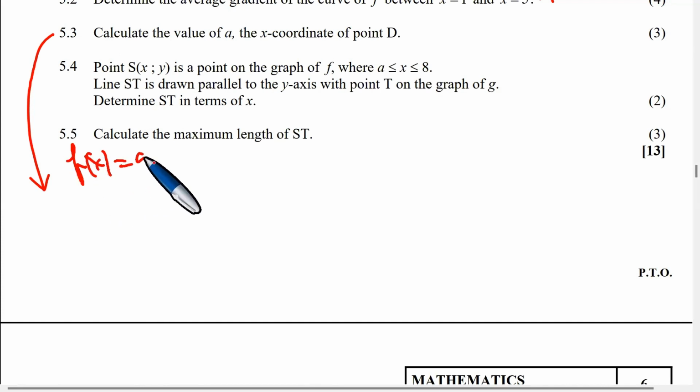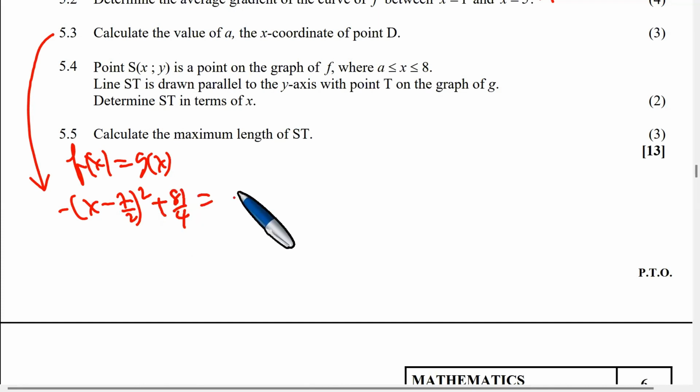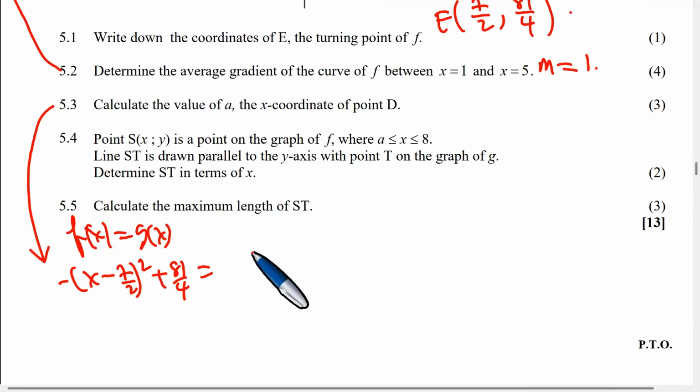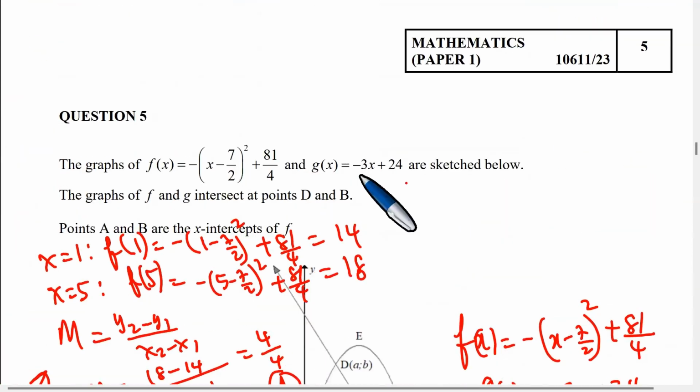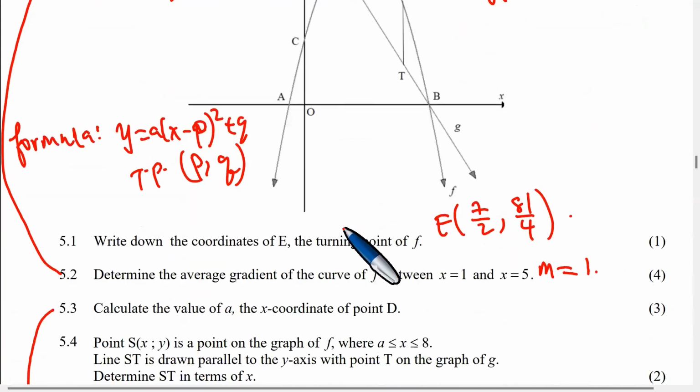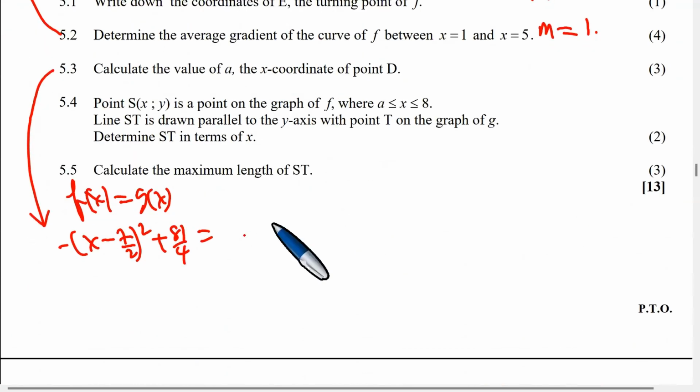f equals g, which is minus x minus 7 over 2 squared plus 81 over 4. The graph of g is minus 3x plus 24.